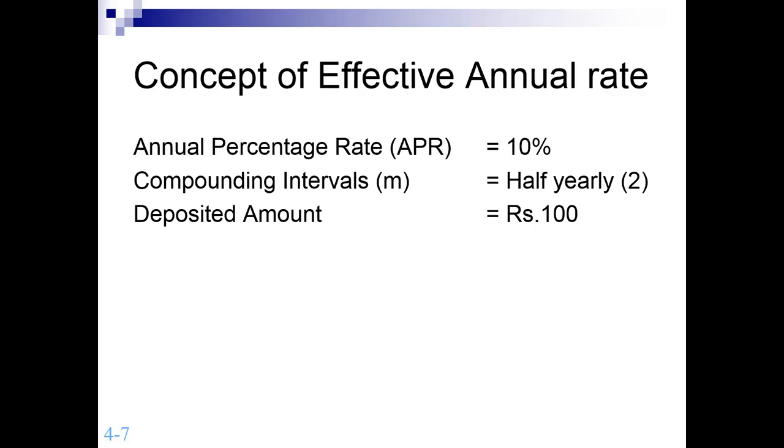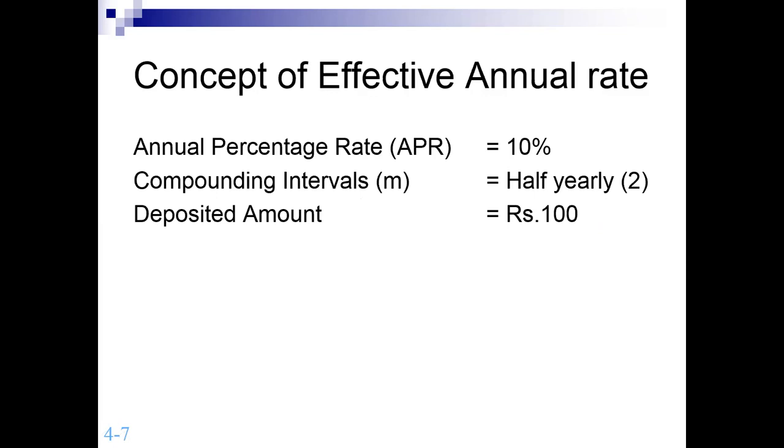Effective annual rate can only be understood if you understand how many compounding intervals the financial institution is doing within a year. Right now I'm giving you an example that the annual percentage rate is 10%, with compounding intervals of half a year. Half year means the bank will not give you interest or profit at the end of the year. The bank will calculate this interest in two intervals: one at the end of the 6th month and then at the end of the year.